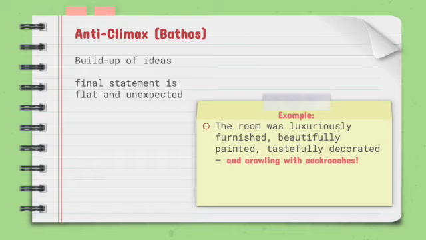The last figure of speech that we will be discussing today is anti-climax, or bathos. An anti-climax is also a build-up of ideas, but the final statement is often flat and unexpected. The example here says, "The room was luxuriously furnished, beautifully painted, tastefully decorated, and crawling with cockroaches." We see here that this is not what we intended to happen as we read through the sentence. It ends with something that is not expected and does not match the rest of the sentence.